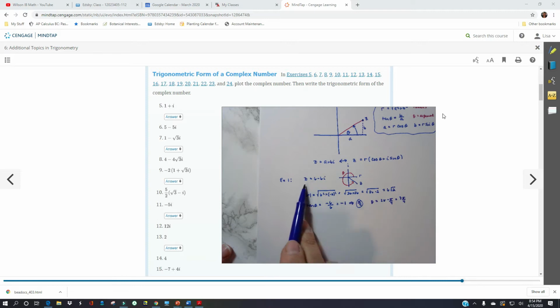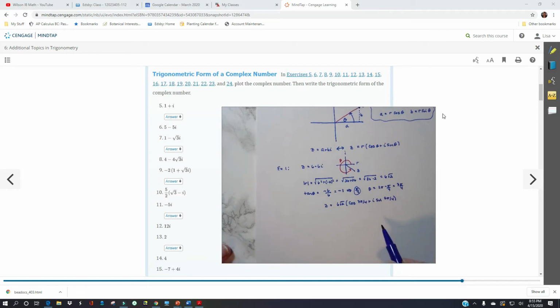Now we can take this standard form and rewrite it as z equals 6 root 2 times the cosine of 7 pi over 4 plus i sine 7 pi over 4. And remember, I had said that you could write this in cis form, where it's a shorthand notation. Cis stands for cosine i sine, cis.